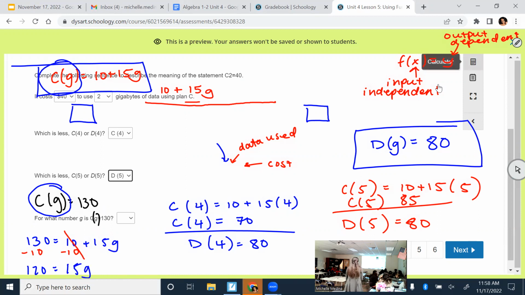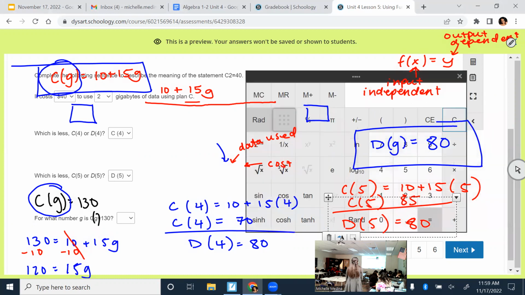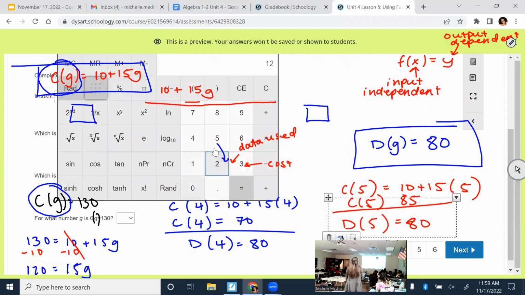I do need my calculator for this, so 120, if it'll even let me type on here, I think I wrote too much. 120 divided by 15 is 8. So it's 8.